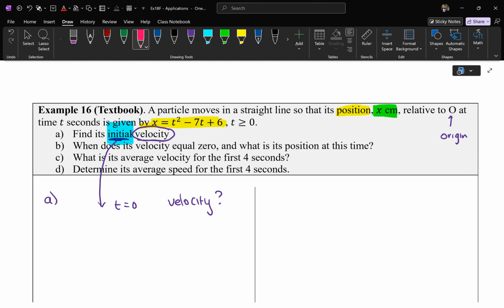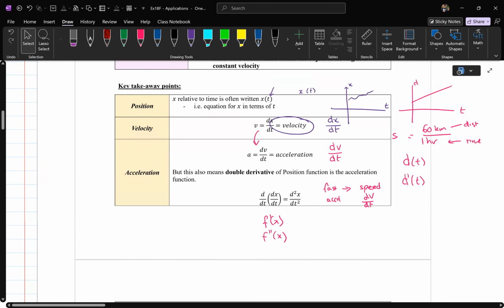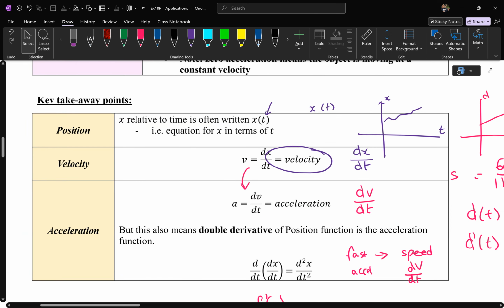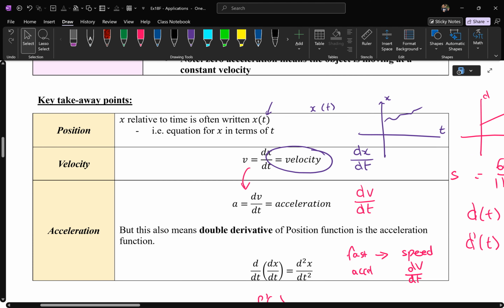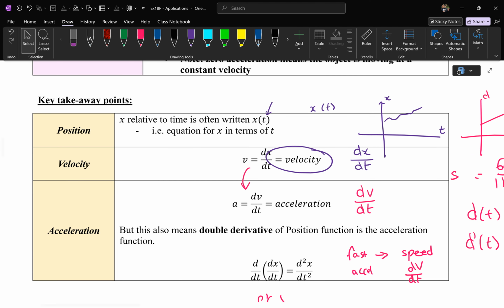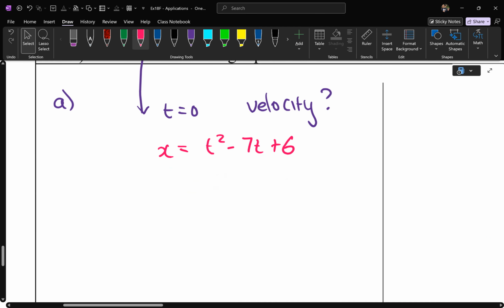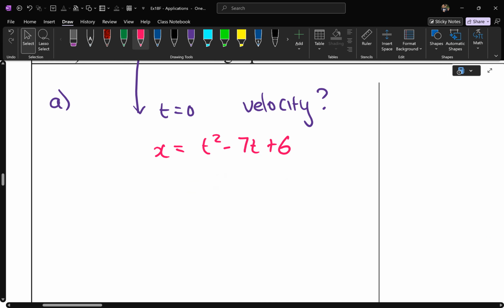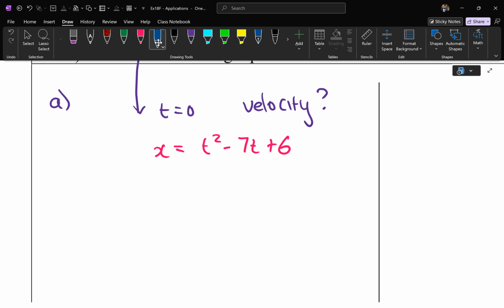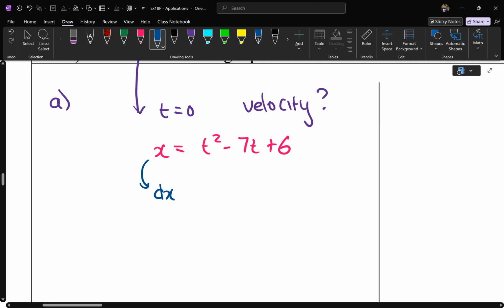So remember, this is your position graph. x equals t squared minus 7t plus 6. And already in my notes here I said, if you want to get your velocity, it is the derivative of your position equation. Delta x over delta t, x represents the position. So here we go. If you want to find velocity and you want to know it when t equals 0, well, I need a velocity equation to begin with. So to find velocity, derivative. So dx/dt is the velocity.